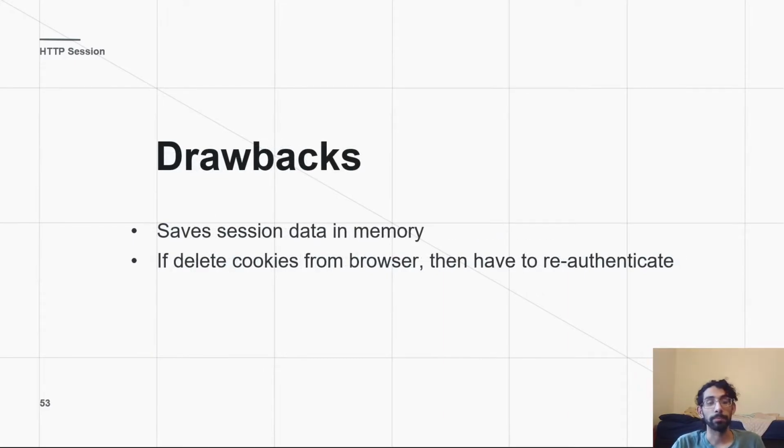Some problems. For one, it's saving the session data in the memory of the server. So where the session ID is actually stored is usually in the backend's raw memory rather than in the database. That doesn't scale super well. If you run out of memory on the server, all of a sudden you just can't have that many more users using your site at one time. And also, if the client deletes the cookies from the browser for whatever reason, they'll have to re-authenticate.